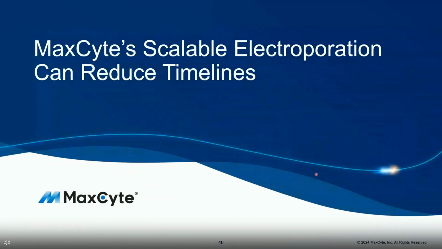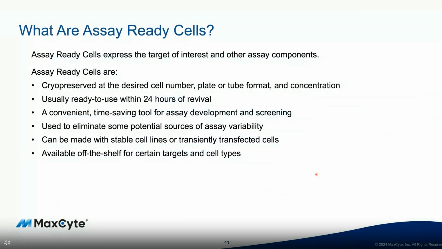So next, I'd like to go over how MaxCyte scalable electroporation can reduce timelines. In terms of assay-ready cells, you can electroporate and cryopreserve the cells with the desired cell number in either plate or tube format and the desired concentration. Usually after thawing the cells, within 24 hours, they're ready to use for drug screening, for example. And it's a convenient and time-saving method for assay development.